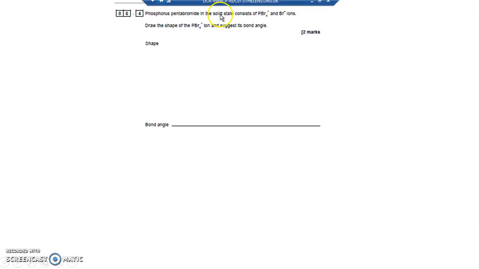Phosphorus pentabromide in the solid state makes PBr4+ and Br- ions. Draw the shape of PBr4+ and suggest its bond angle. Let's have a look then. So phosphorus is in group 5. If it's got 5 electrons in its outer shell, and it has a plus charge, then it's lost an electron. So instead of 5 in its outer shell, it's now only got 4 in its outer shell. 4 Brs form 4 bonding pairs. These repel equally, and so there's 4 bonding pairs, no lone pairs, giving a tetrahedral shape.